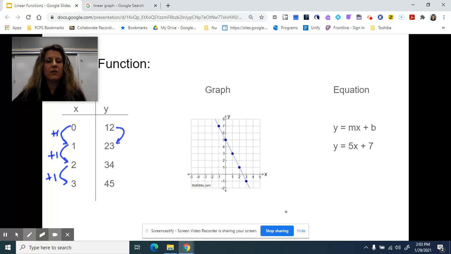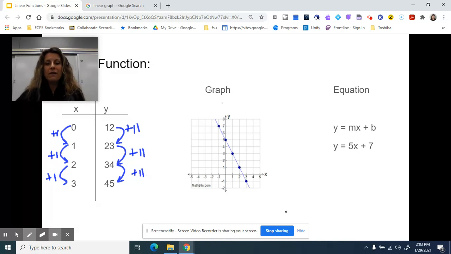If the y values are increasing by the same amount each time when x is increasing by 1, then it's a linear function. So if I add 11 to 12, I would get 23. If I add 11 to 23, I would get 34. If I add 11 to 34, I would get 45. Since the y's are increasing the same amount each time for every one increase of x, this is a linear function. We call this positive 11 a common difference. That is also referred to as the slope.